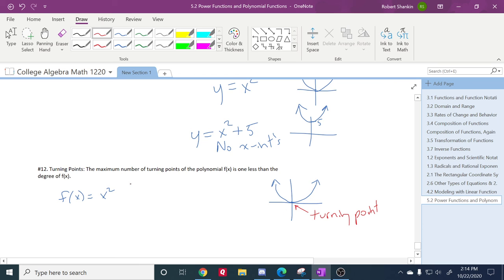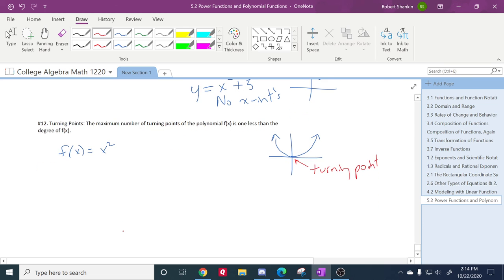And now all parabolas have 1 turning point. Second degree, but 1 less turning point. Could a parabola have 2 turning points? Well, for a parabola to have 2 turning points, we would have to do something like this. That has 2 turning points, but now it's not a parabola anymore.